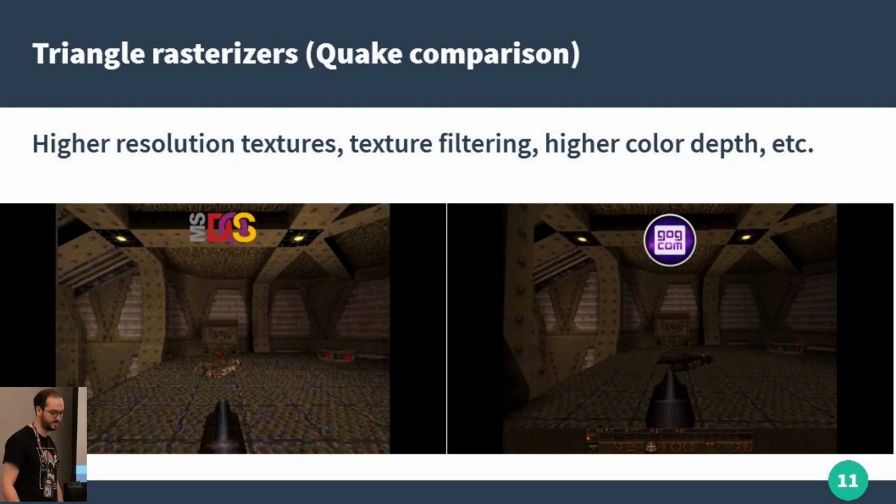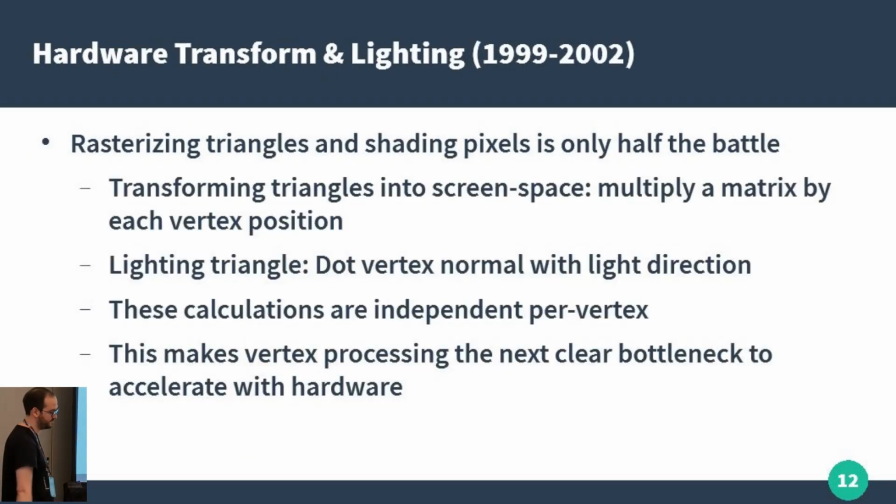Triangle rasterizers don't do very much. And rasterizing triangles and shading the pixels is only half the battle.